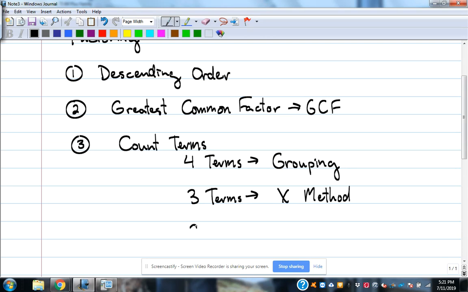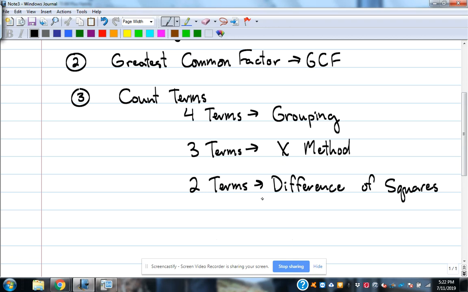And then the other option was when there were 2 terms, and we saw a lot of differences of squares. And then we also had the sum or the difference of cubes.